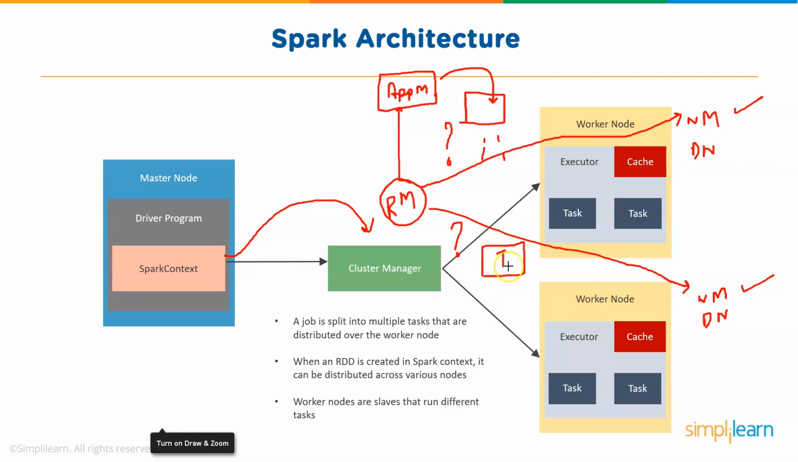So what is a container? A combination of RAM and CPU core. So it is within this container, we will have an executor process which would run, and this executor process is taking care of your application related tasks. So that's how overall Spark works in integration with Yarn.